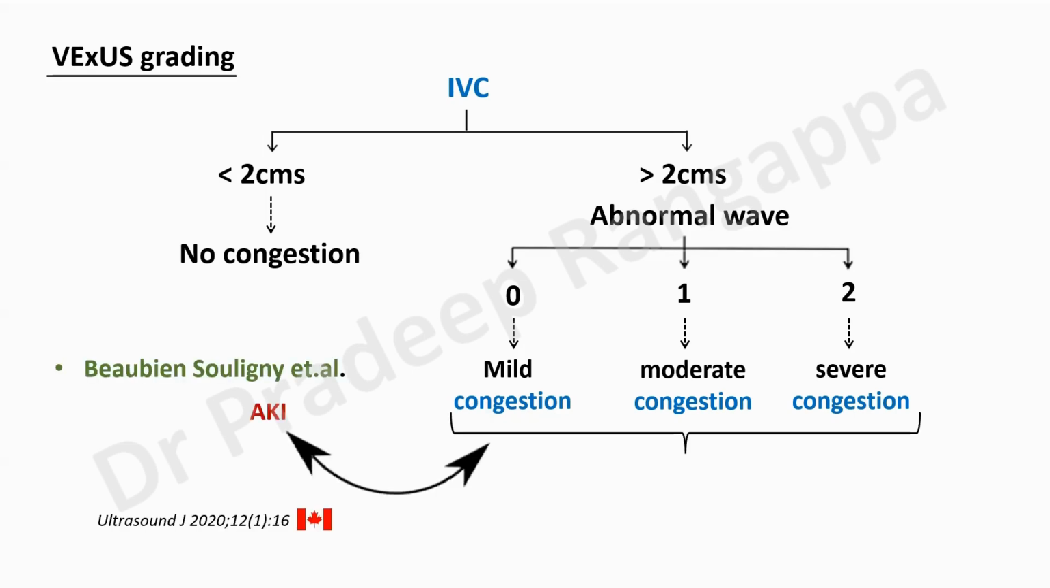Based on this, they have looked, and this has a good correlation with acute kidney injury. So the higher the VExUS score, the higher the risk of AKI, as has been shown in the study. So we look into how this can be utilized in shock resuscitation. So we look into case 1.